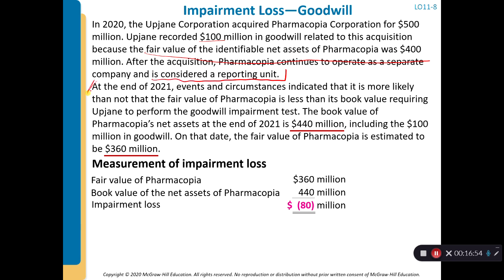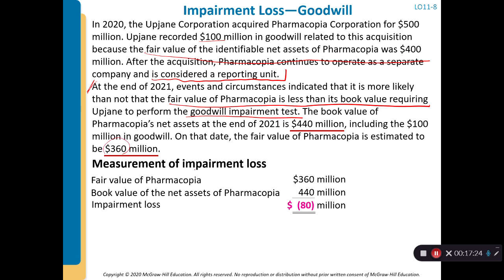At the end of 2021, events and circumstances indicated that it is more likely than not that the fair value of Pharmacopoeia is less than its book value, requiring UPGene to perform a goodwill impairment test. They find that the book value of Pharmacopoeia's net assets at the end of 2021 is $440 million, including $100 million in goodwill. And on that date, the fair value of Pharmacopoeia is expected to be $360 million.